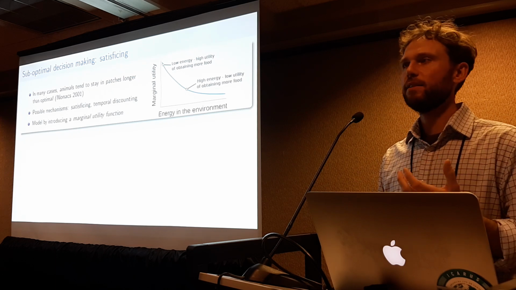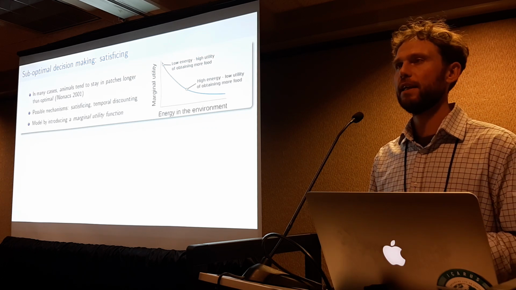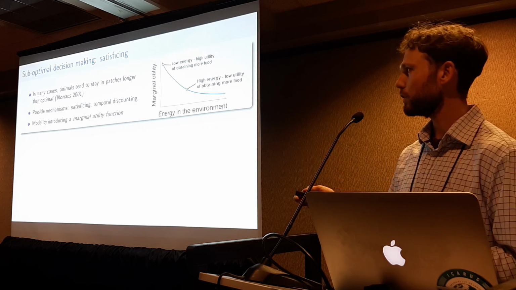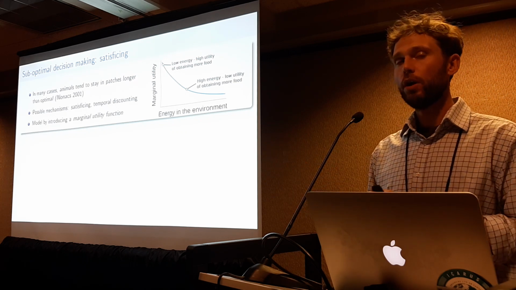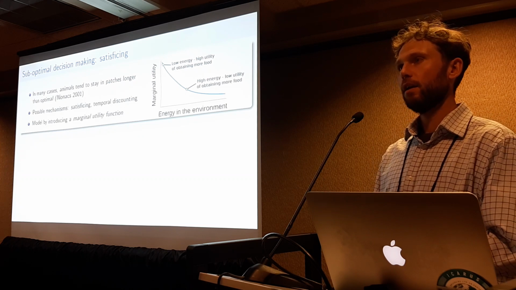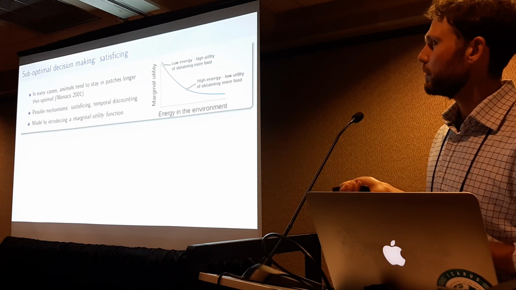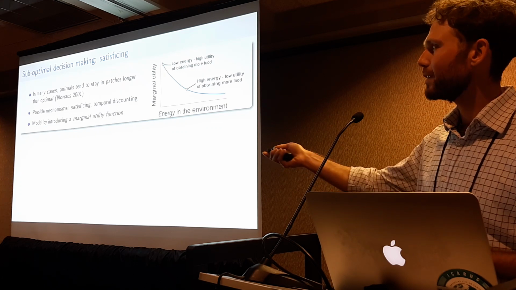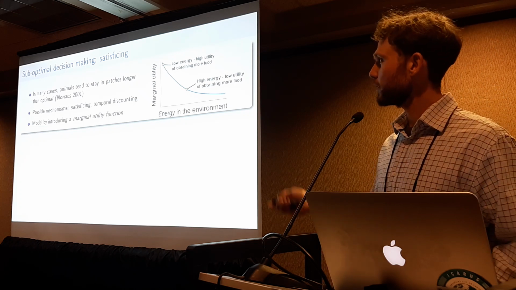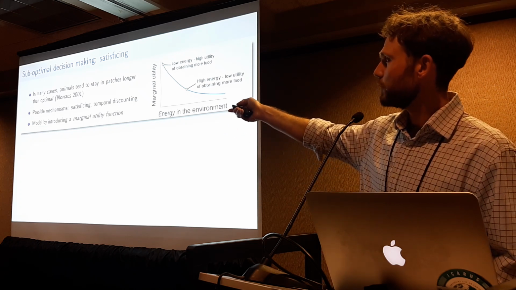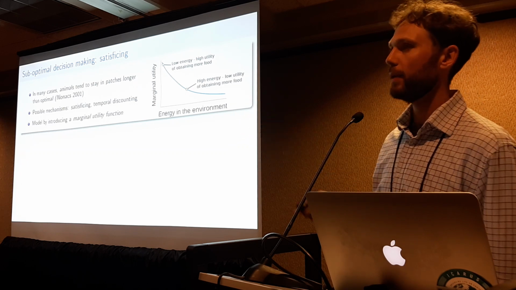You don't really try to optimize food intake, you try to stay over, say, a survival or a satiation threshold. Or another mechanism could be temporal discounting, where you value current rewards more than future or expected future rewards. So we incorporated this using a satisficing mechanism that's represented by a marginal utility function, which is some function that we can choose, of the energy of the environment.